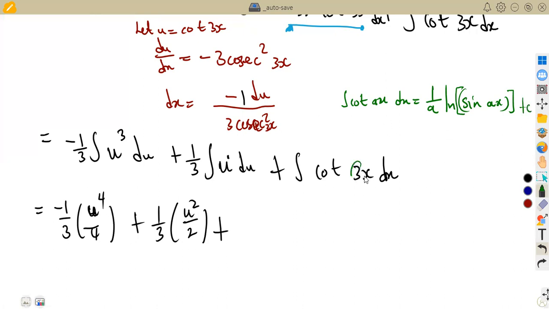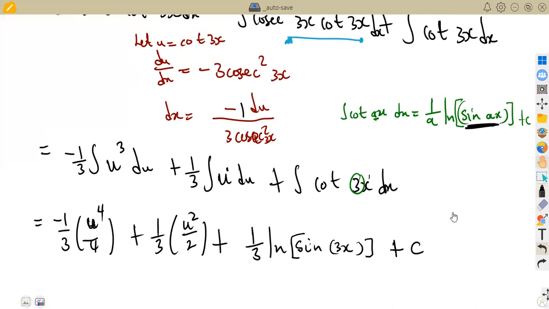So what does it mean? It means here our a is 3, this is cot ax. So it's going to be plus 1 over a, which is 1 over 3, ln sine ax, which is sine of 3x as it is. All right, so this is what you're going to have, plus the constant of integration. So that's it. We are done on that part.